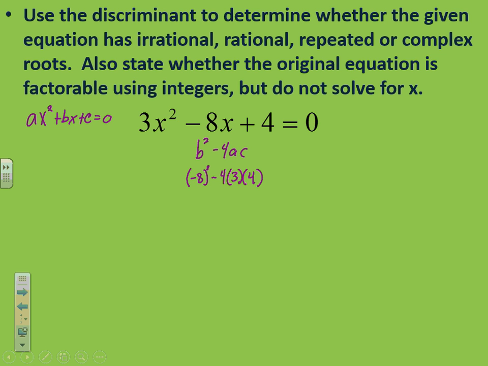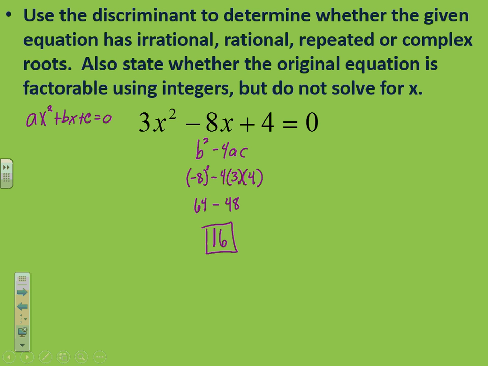So negative 8 squared is going to give me a positive 64. Remember, when you square a negative number, particularly on your calculator, make sure you put that negative number in parentheses before you square it. And here, negative 4 times 3 times positive 4 is going to give me negative 48. And if I take the difference of those two like terms, that simplifies to just be the number 16. So the discriminant simplified to be the number 16.